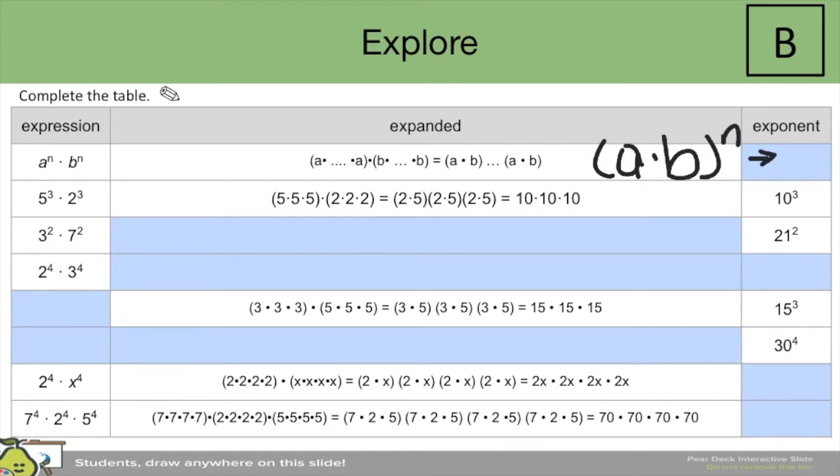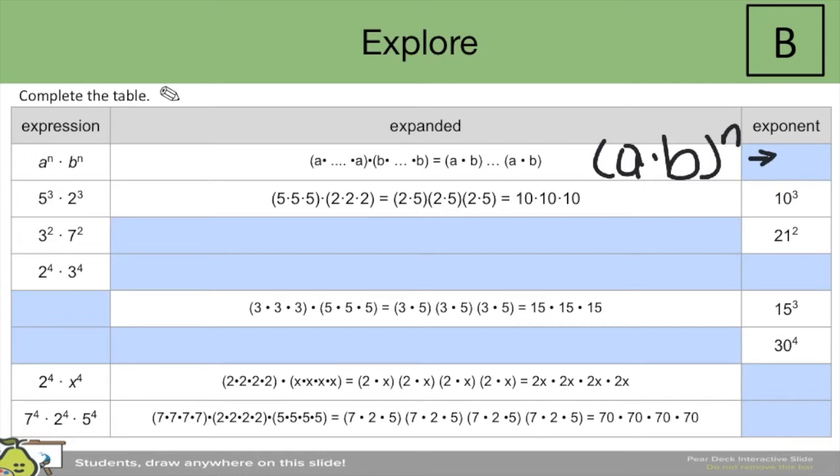And so 5 to the third power times 2 to the third power we saw was 5 times 5 times 5 times 2 times 2 times 2, which equals 2 times 5 times 2 times 5 times 2 times 5, which equals 10 times 10 times 10, which equals 10 to the third power. So they had just completed that during the launch. And so students should be able to recognize that pattern, and especially when the teacher goes over the rule.